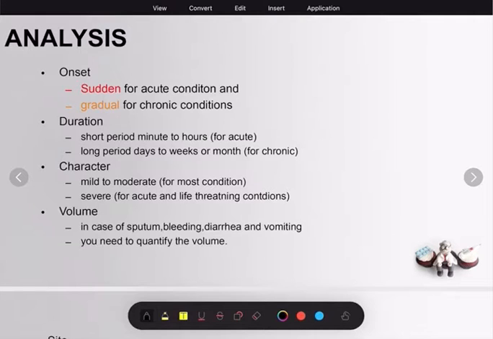Duration. What is the duration? For how long? A short period, minutes to hours, for mostly acute conditions, and a long period, days to weeks, for most chronic conditions. And you need to ask about the character. Maybe the patient is having a headache, so you need to ask about the character of the pain. Was it mild, moderate, or severe? Volume. You also need to ask the patient about the volume in case of quantitative symptoms like sputum, bleeding, diarrhea, and vomiting. You need to ask the patient to quantify the volume of the vomiting, diarrhea, or bleeding.